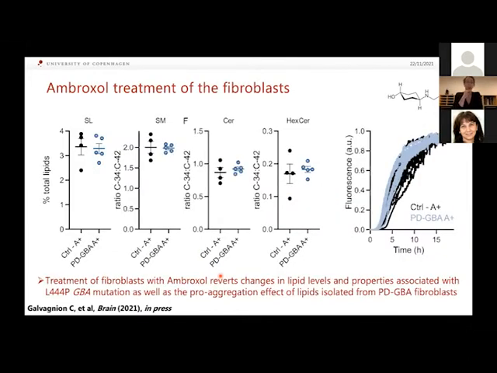Then we did the exact same lipid analysis as we did for the untreated fibroblast. And what we could see is that the treatment of the fibroblast with ambroxol, for the control and the PD GBA fibroblast, completely abolished the difference in the level of sphingolipid as well as the ratio of short chain to long chain. We measured the aggregation of alpha-synuclein in the presence of lipid isolated from the control fibroblast treated with ambroxol and PD GBA fibroblast treated with ambroxol, and we could no longer see any difference in the aggregation propensity of alpha-synuclein in the presence of those lipids.